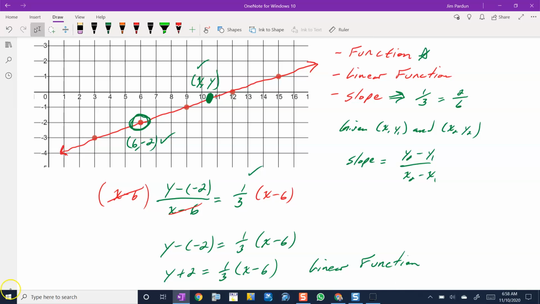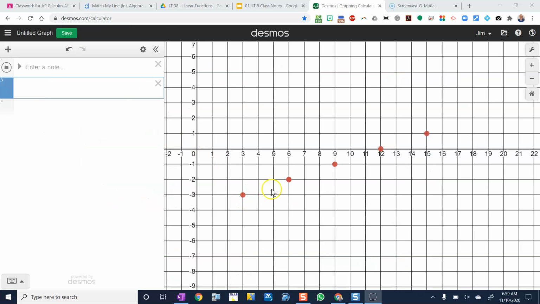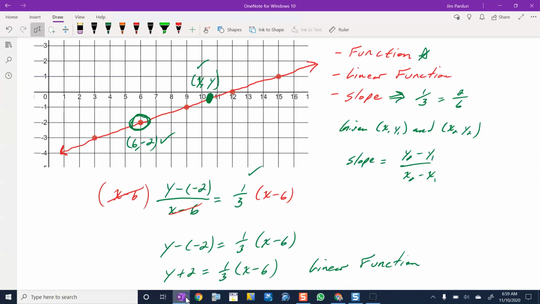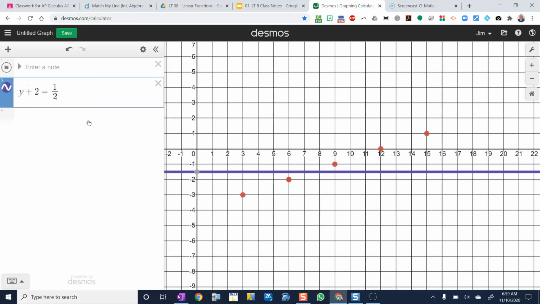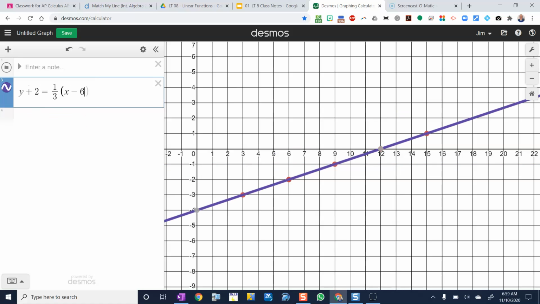Let's put this to the test. So I jump over to Desmos and I see here are those points that I've just defined. And let's put in that function that we just saw. The function, once again, is going to be y plus 2 equals 1/3 times x minus 6. So y plus 2 equals 1/3 times x minus 6. And we see that that is, in fact, the line that passes through these points.